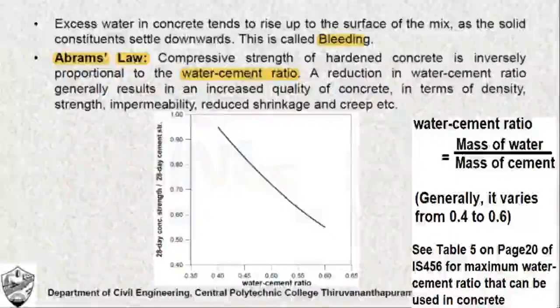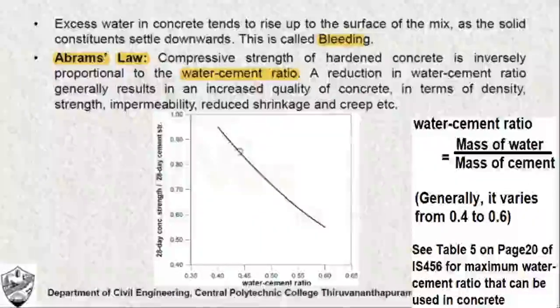Generally, a water-cement ratio of 0.4 to 0.6 is used in concrete. As you increase the water-cement ratio, the quantity of water being used for concreting also increases. Then it is found that the compressive strength of concrete declines sharply. So a reduction in water-cement ratio is generally recommended. You should not use a higher water-cement ratio. You are advised to use a lower water-cement ratio in order to ensure that you get a higher strength concrete.